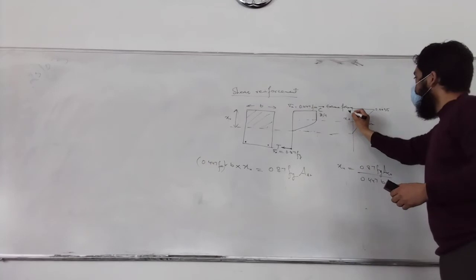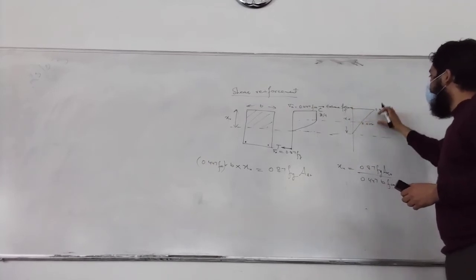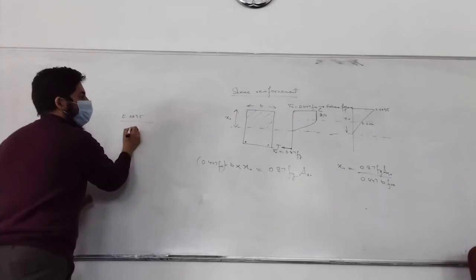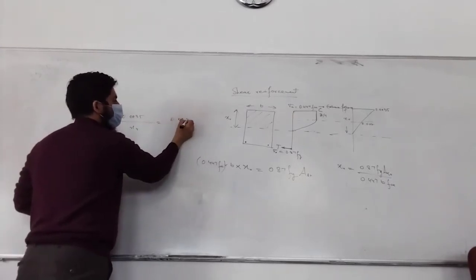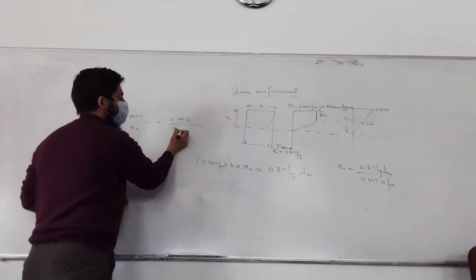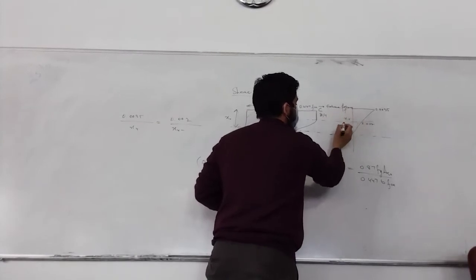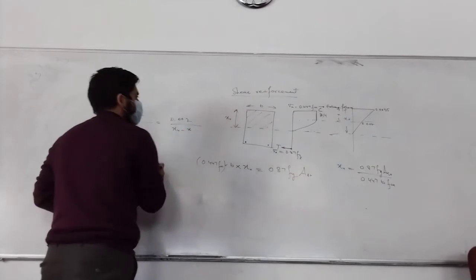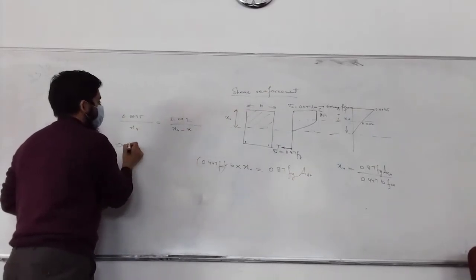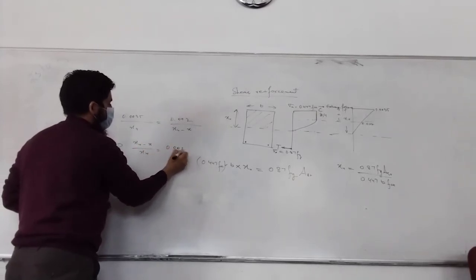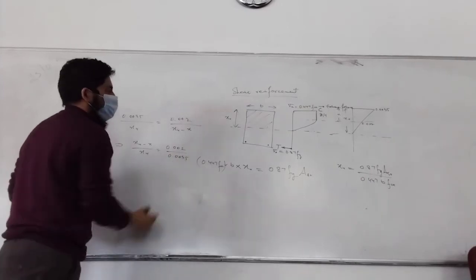So from similar triangles, if this is xu, then how much will be this and how much of xu will be this? 0.0035 divided by xu will be equal to 0.002 divided by xu minus x. Let's take this value, for example this is x here. So xu minus x by xu is equal to 0.002 by 0.0035.